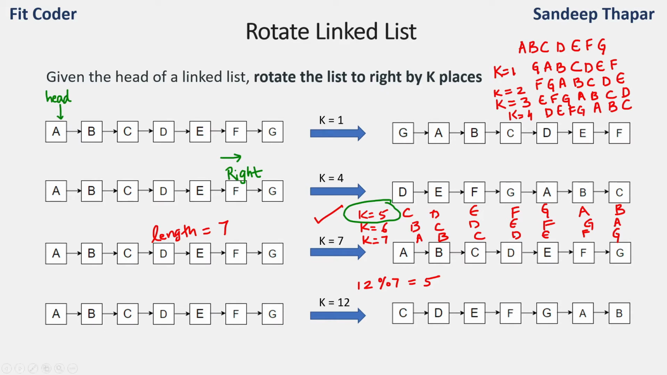So if k is greater than the length of the linked list, we can simply divide it by the length and shift by the remainder that we are left with. So these are all the possible cases that could be there to rotate the list. Once we've understood the problem statement, let's look at the algorithm.